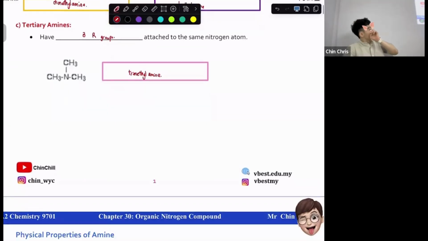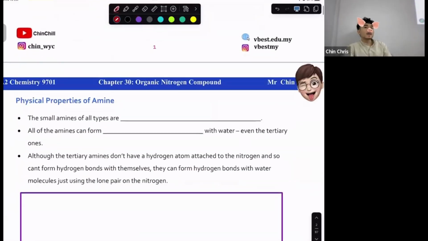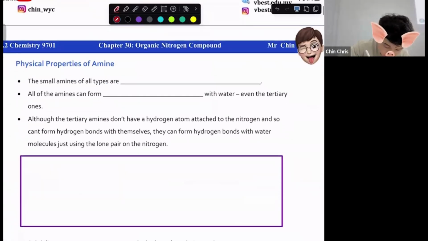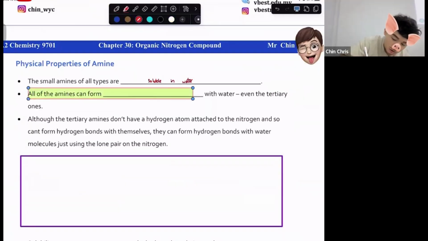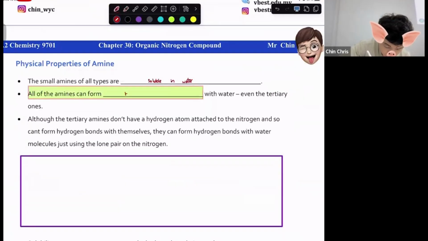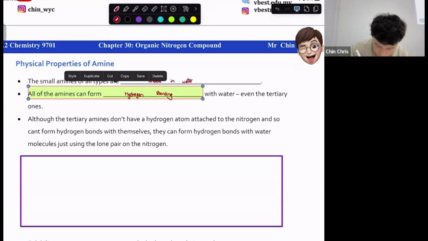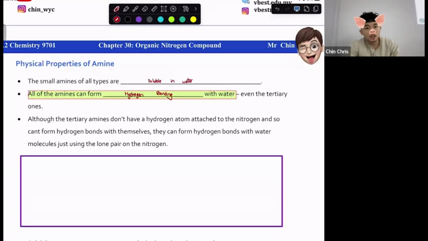Alright guys, next part 2. Physical properties of amine. Guys, amines smell very bad. So amine smells like rotten fish. Small amines are soluble in water. Why? Because they can form hydrogen bonding. So highlight the words, all the amines can form hydrogen bonding with water, even the tertiary one.